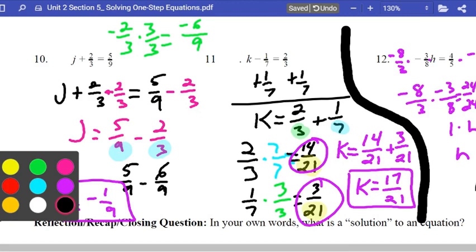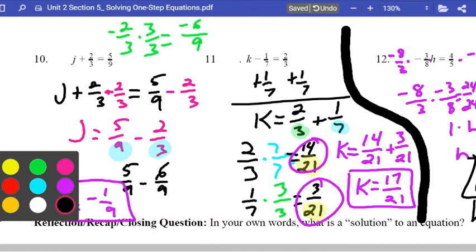I suppose if you wanted to, you could write that as a mixed number, which is going to be h equals negative 2 and 2/15. But for what we're doing, leave it like this.